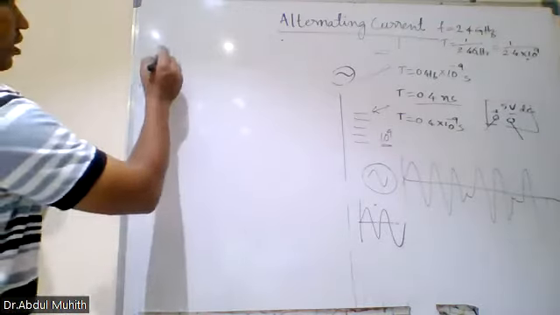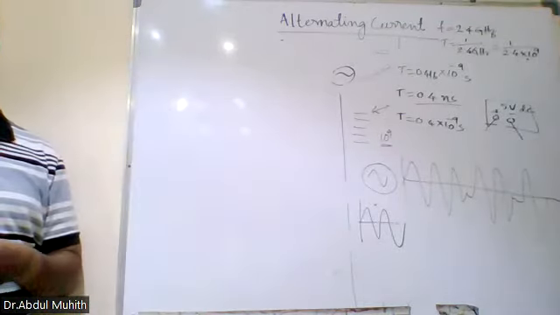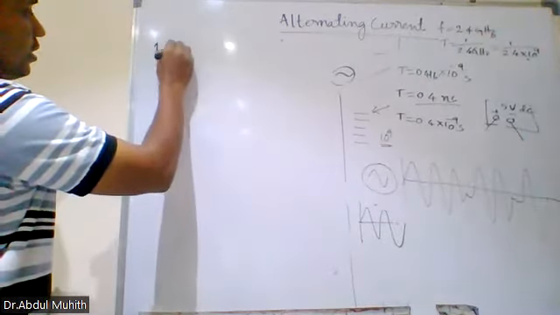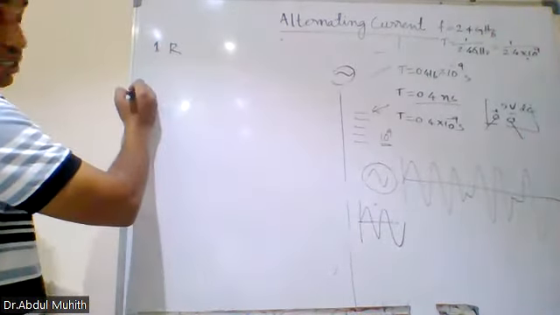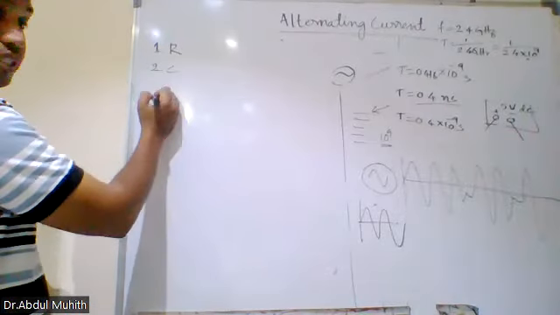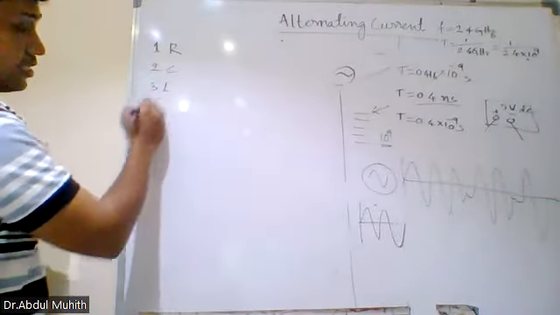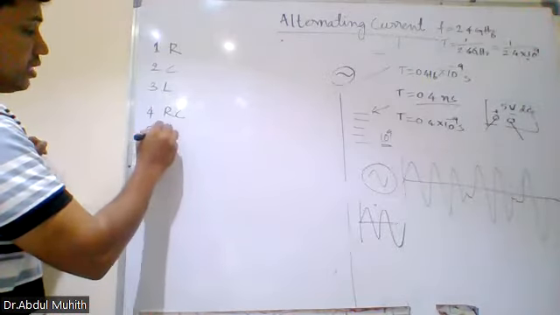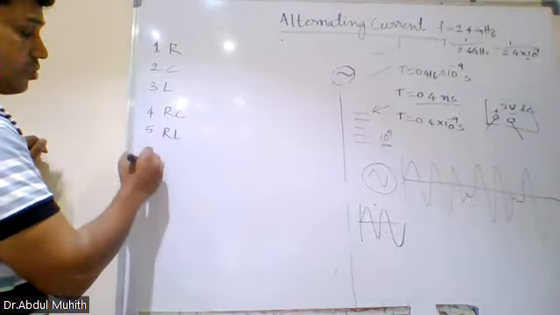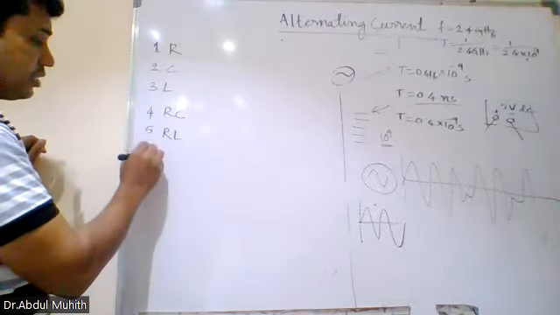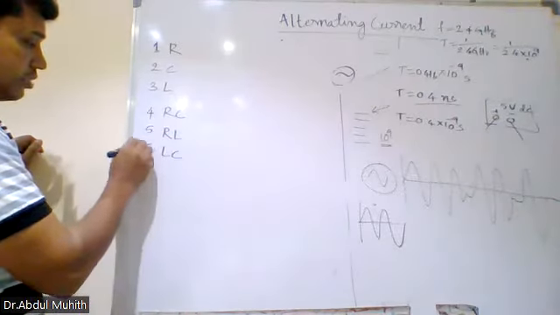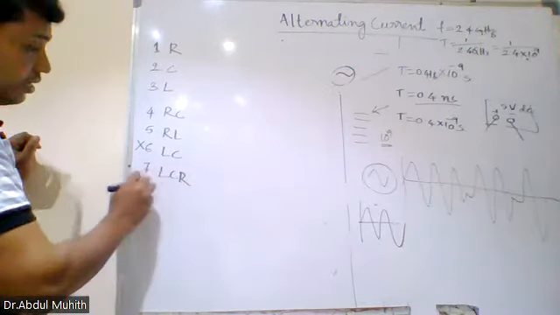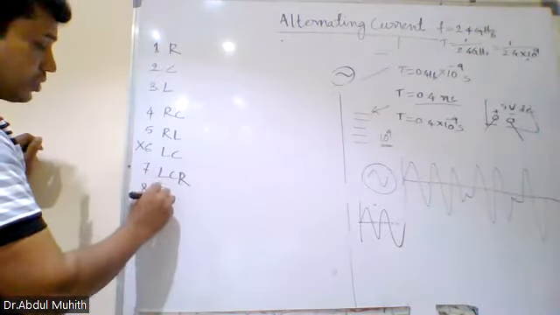Now we will go to what is there in this lesson. First topic is resistor in AC. Second is capacitor in AC. Third is inductor in AC. Fourth is RC circuit. Fifth is RL circuit. LC circuit is not there, it is deleted from the portions. Seventh is LCR circuit. Eighth is transformers, like eddy currents here.